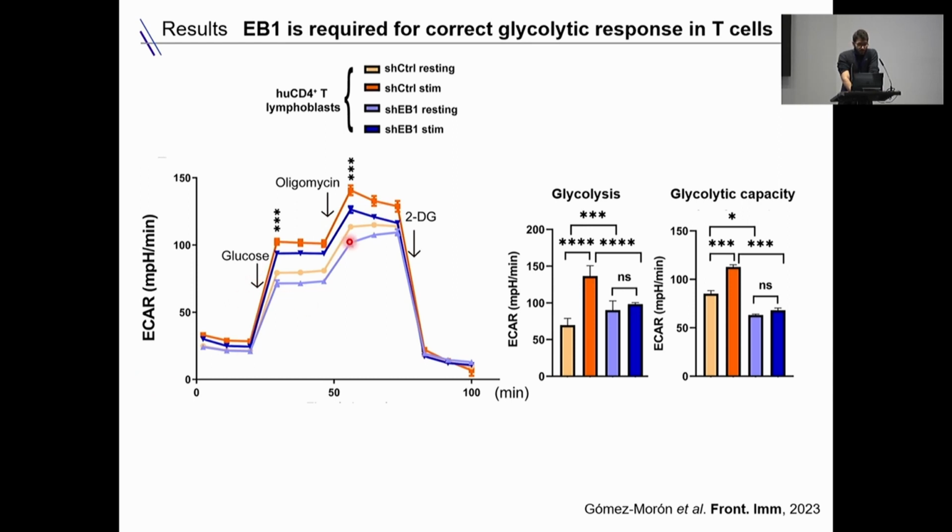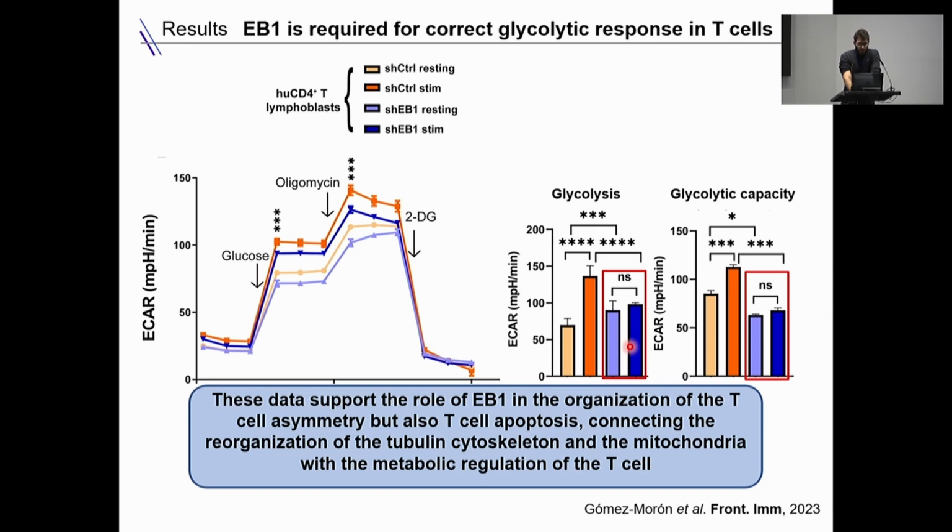by using the Seahorse extracellular flux assay, but in this case we measured the ECAR, which is an indirect measure of the glycolysis, and we did it in control and EB1 silenced CD4 T lymphoblasts in resting condition and after stimulation with anti-CD3 and anti-CD28 antibodies. As we can see in the graph and in the parameters, EB1 silenced cells have a decrease in the glycolysis and glycolytic capacity when activated, and also these cells did not respond to the stimulation.